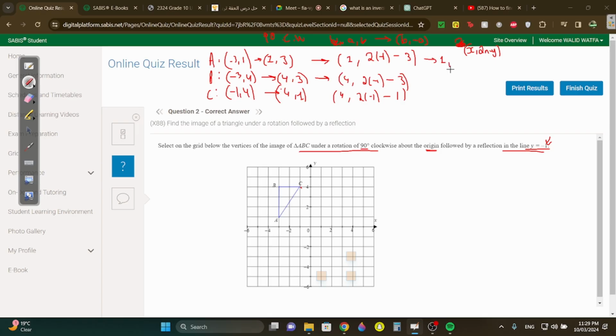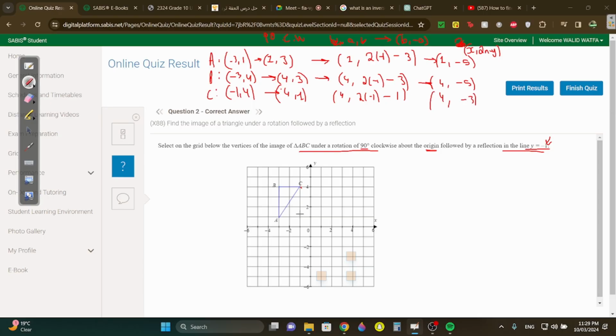1 stays as 1. Negative 2 minus 3 is negative 5. And then for this one, 4 stays as 4. Negative 2 minus 3 is again negative 5. 4 stays as 4. Then negative 2 minus 1 is negative 3. Let's check all of these points.